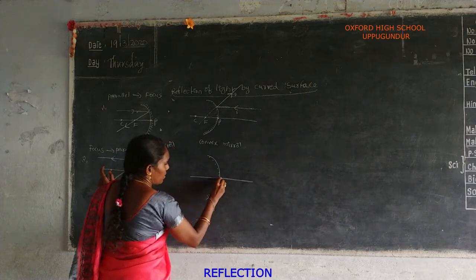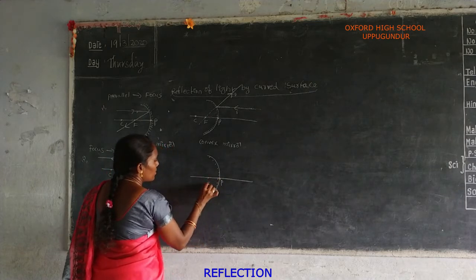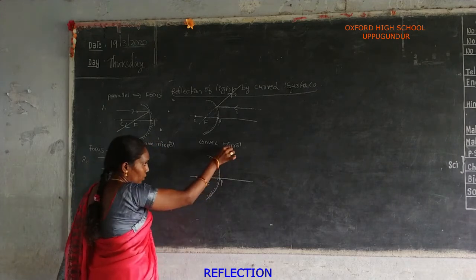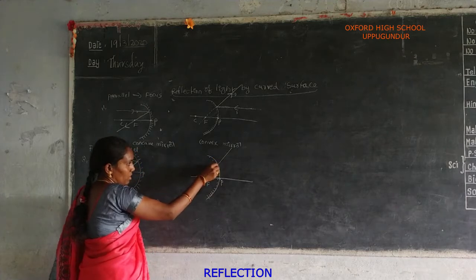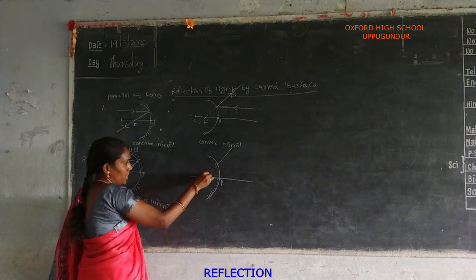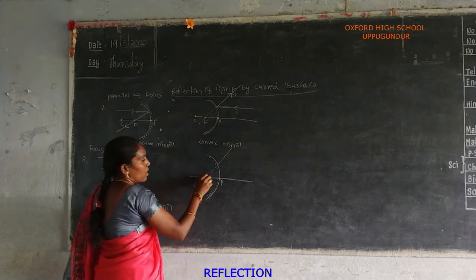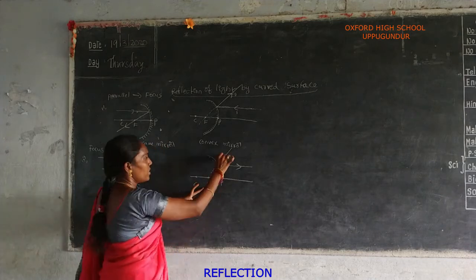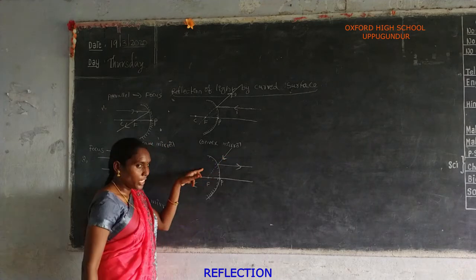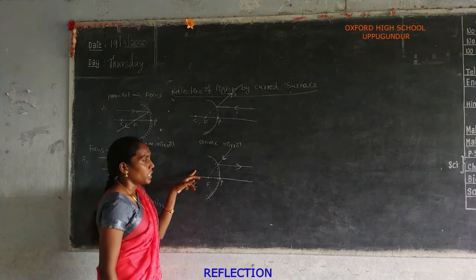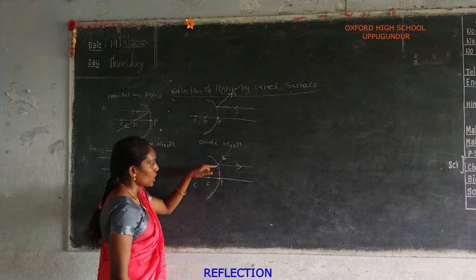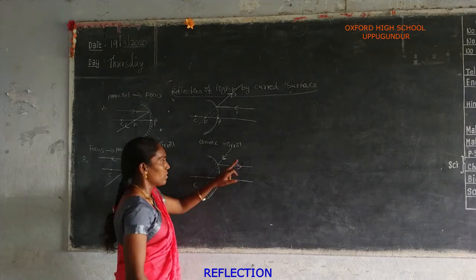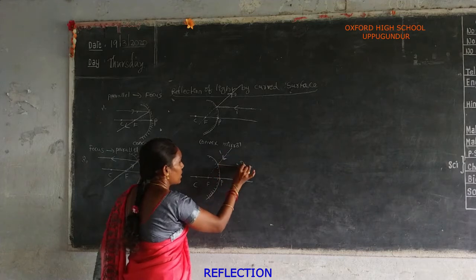This is the principal axis, pole, focus and next center of curvature. The light ray which is passing through the focus, the extended incident ray passes through the focus. After reflection, it will be moved parallel to the principal axis. This is the incident ray. The light ray does not enter into the spherical mirror. Here the incident ray is incident on the convex surface. The reflected ray will move parallel to the principal axis. This is the incident ray and this is the reflected ray.